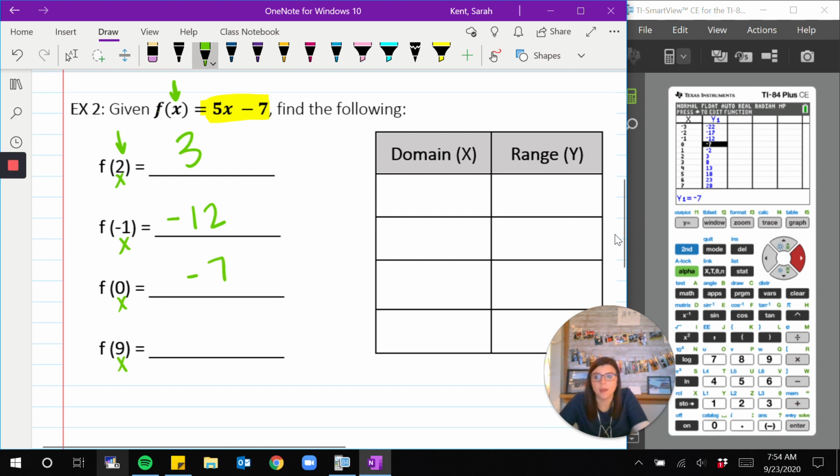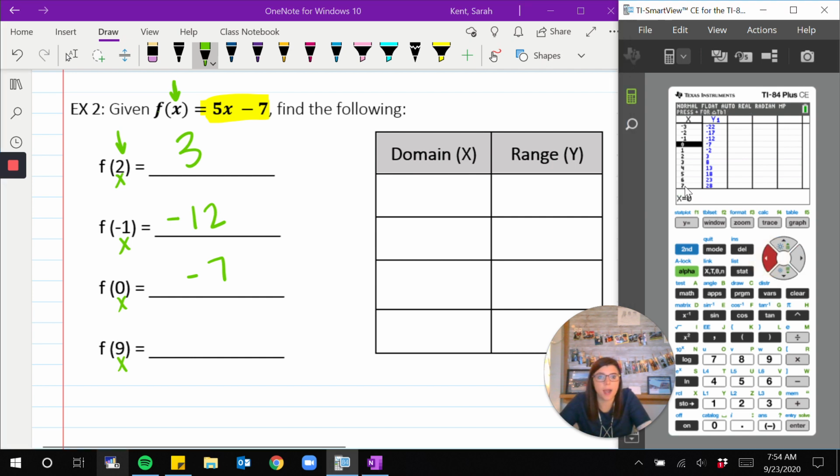And my last one, x is 9. So I'm going to go back to the x's, and let's see, 1, 2, oh, we got a ways to go, 6, 7, 8, oh, there's 9. So y is 38.